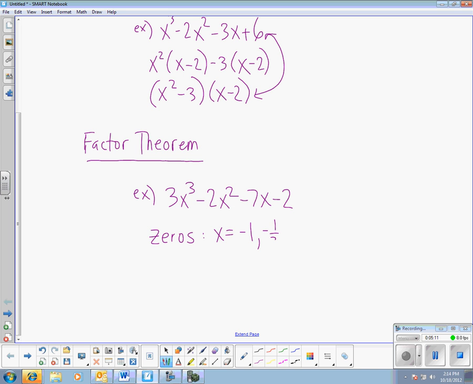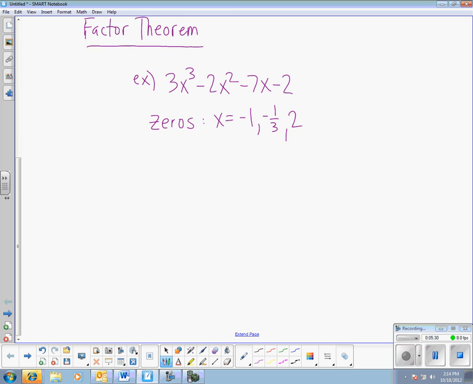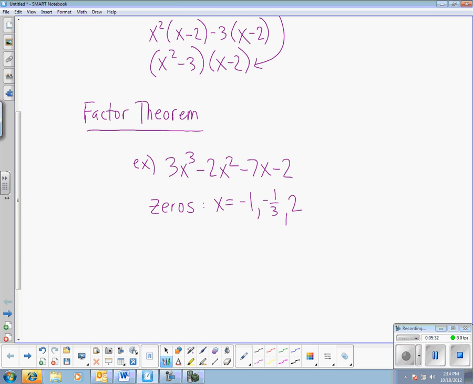-1, -1/3, and 2 are the three values that make this cubic polynomial equal to 0. There's a connection here between zeros and factors, and that's the factor theorem. It's very easy to factor once you know the zeros. Basically, what the factor theorem says is this: if a is a 0, then x minus a is a factor.